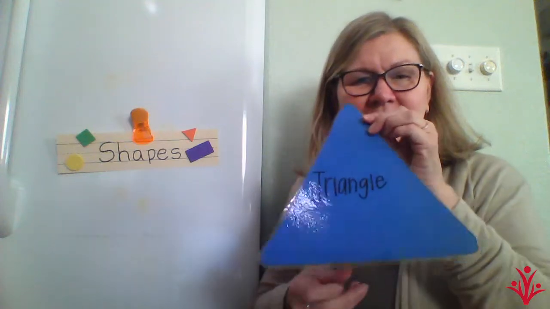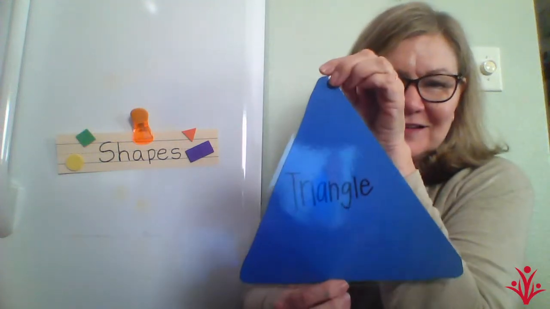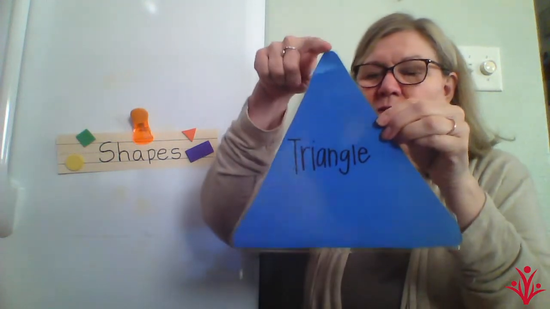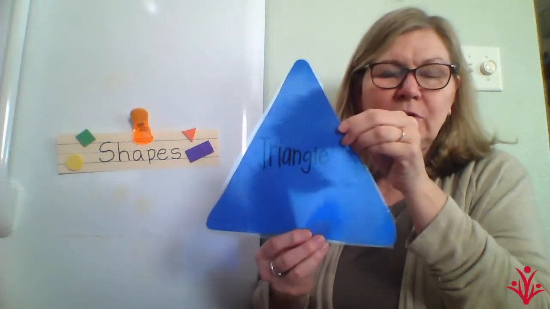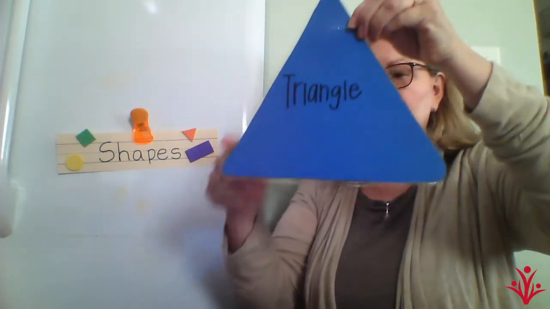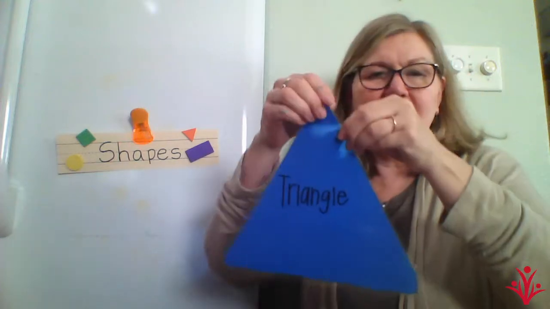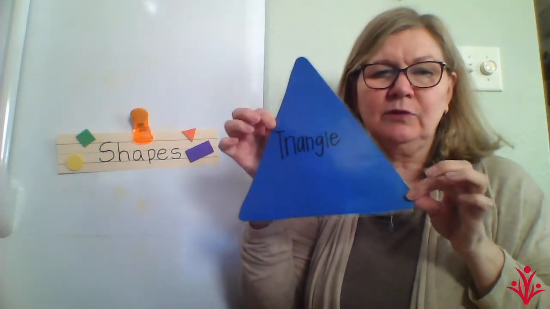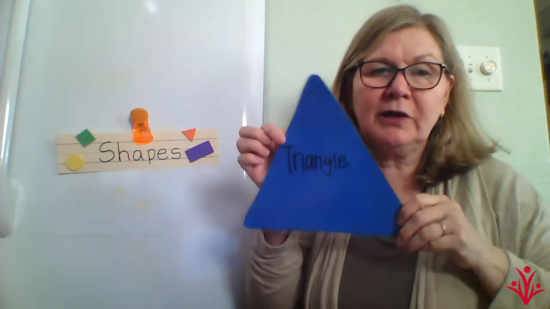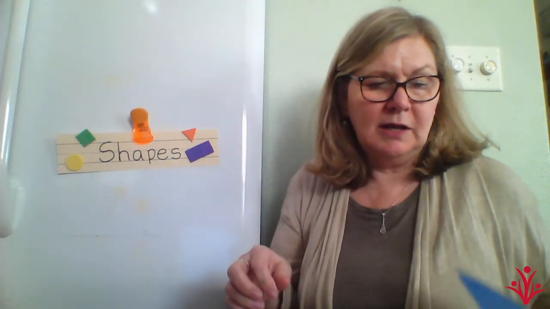Did you say triangle? You're right. It's a triangle. It has 1, 2, 3 corners and 3 sides. This triangle has 3 equal sides, but there are some triangles that are not always equal. But it's still a triangle.